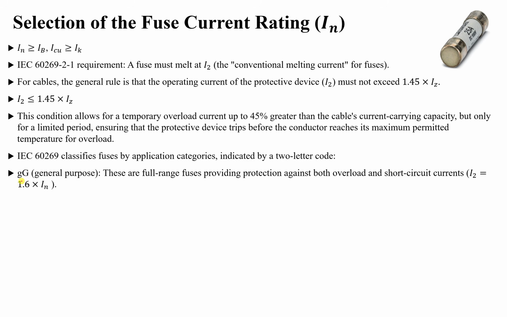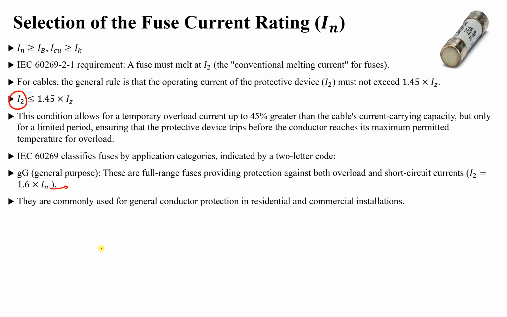Now for general purpose, the I2, the current at which it will start melting, is 1.6 multiplied by IN. So we have a nominal current. When we select it greater than IB, it will start melting at 1.6. Now they are commonly used for general conductor protection in residential and commercial installations.